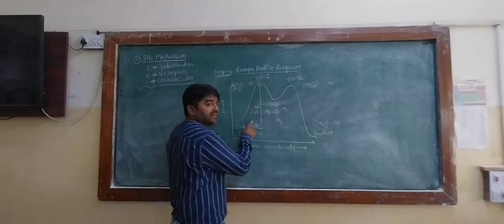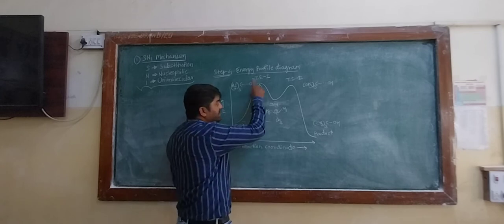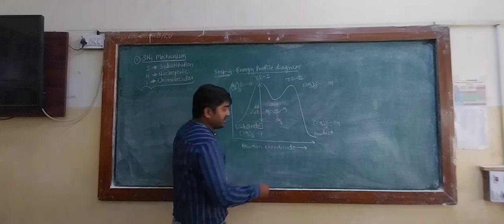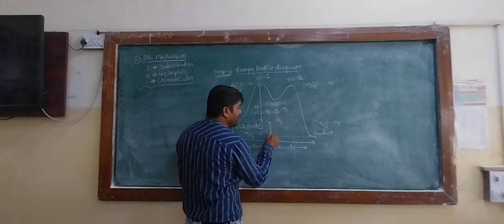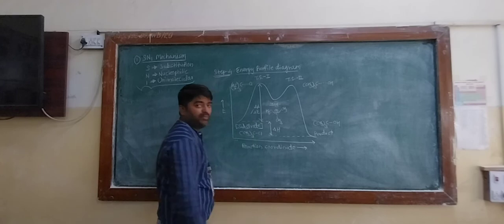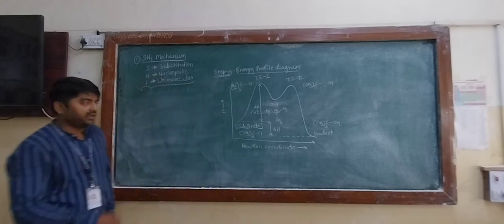The energy gap between the reactant, the substrate, and the transition state is called the energy of activation. This energy gap is called delta H, or the enthalpy of reaction.